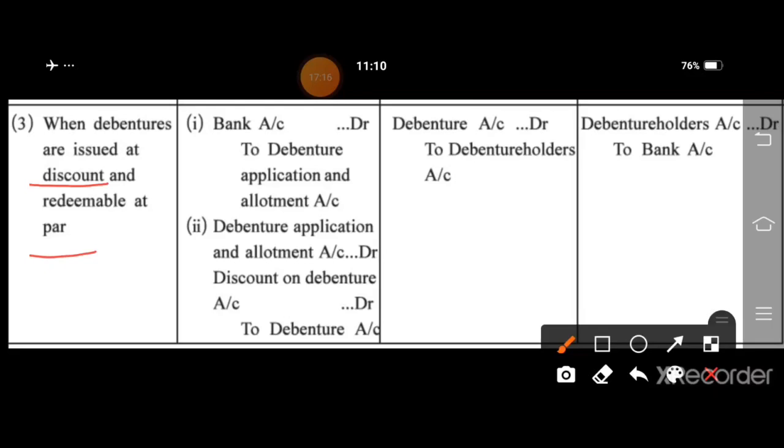Second entry, debenture application and allotment account debited. Discount would be always debit side. Discount on debenture account debited to debenture account. Second entry would remain same, debenture account debited to debenture holder account. Last entry, debenture holders account debited to bank account.